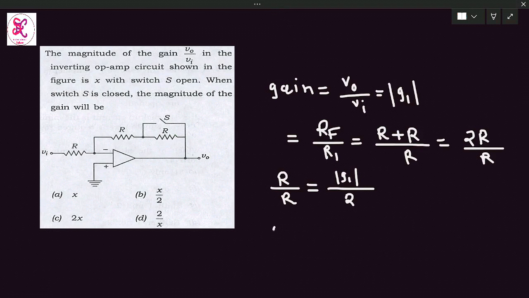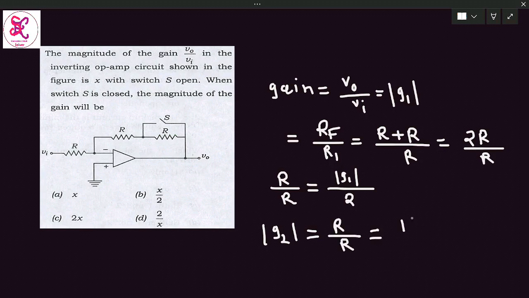As I say, this gain is G2. I am considering the magnitude. So in this case, the feedback resistor is only R and the input resistor is R, but we know the value of R by R is mod of G1 by 2. But what is given in the problem? The magnitude of the gain when the switch is open is X. So I am considering this value X by 2.